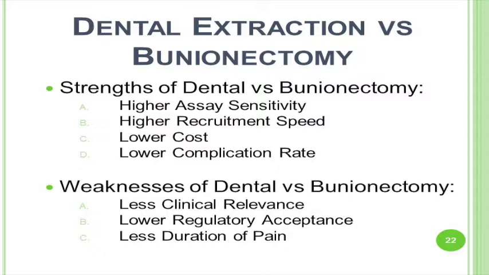Because of these factors, the recruitment speed is much quicker for dental. So for all those reasons, dental is a great proof of concept model. It's cheaper, it's faster, and it's more sensitive than bunion. However, if you're looking for a multi-day experiment, bunionectomy has good assay sensitivity from 0 to 48 and up to 72 hours, whereas dental probably has good assay sensitivity for only the first 24 hours.